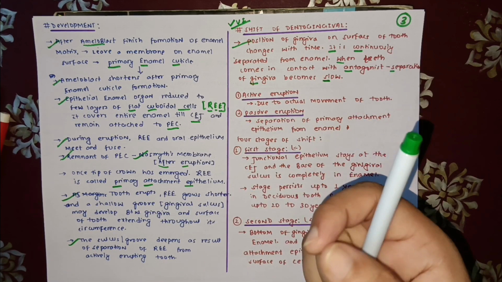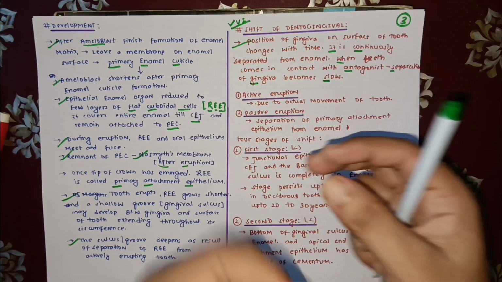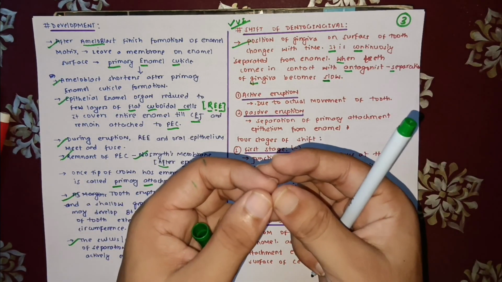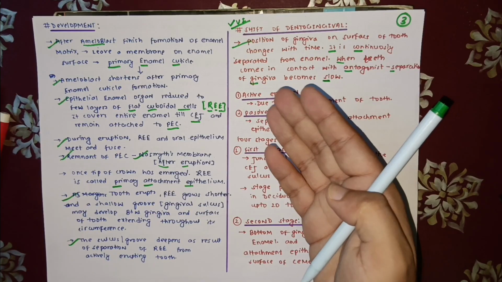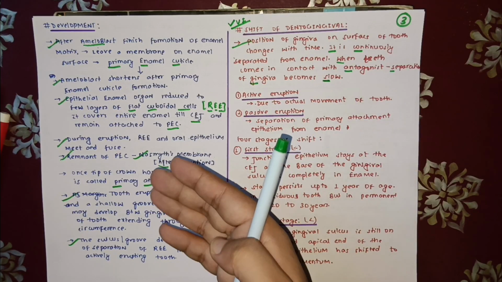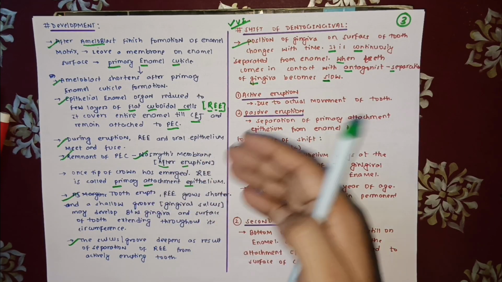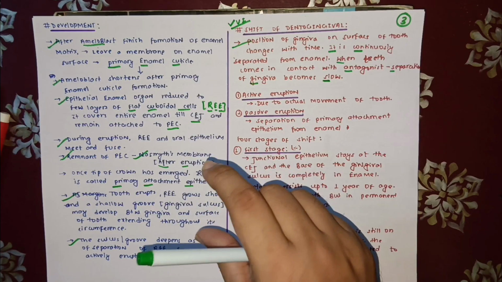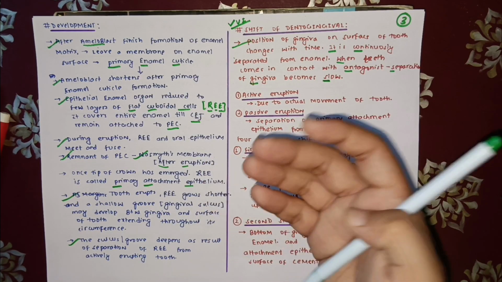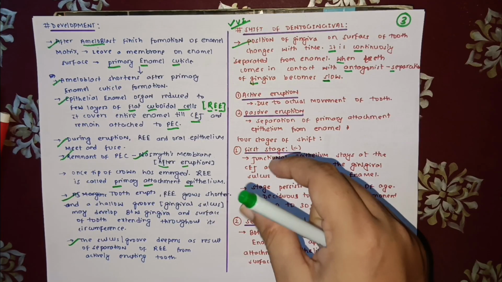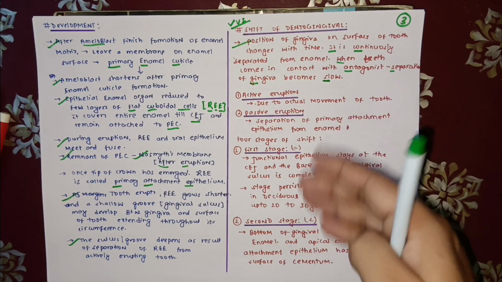Actually, the dentogingival junction is the portion where the junctional epithelium is attached to the tooth structure. So this shift of the dentogingival junction is responsible for the formation of the gingival sulcus. But after the formation of the proper gingival sulcus, in some pathological conditions it may get shifted to the cementum side too. So we will be discussing that here.